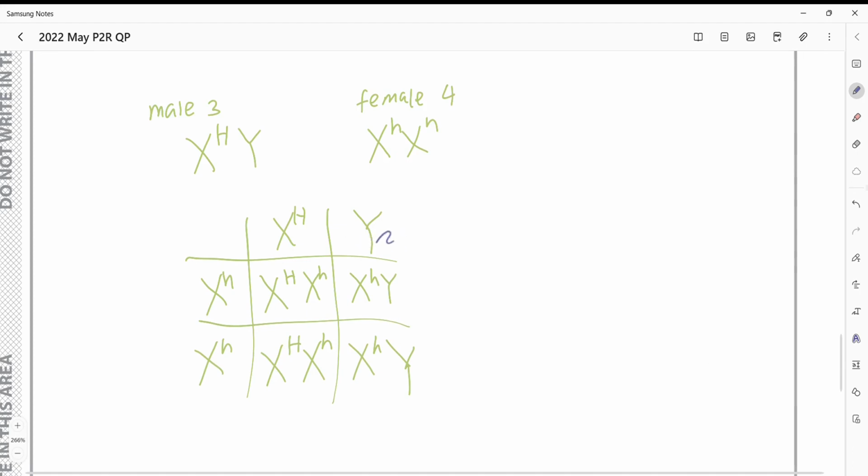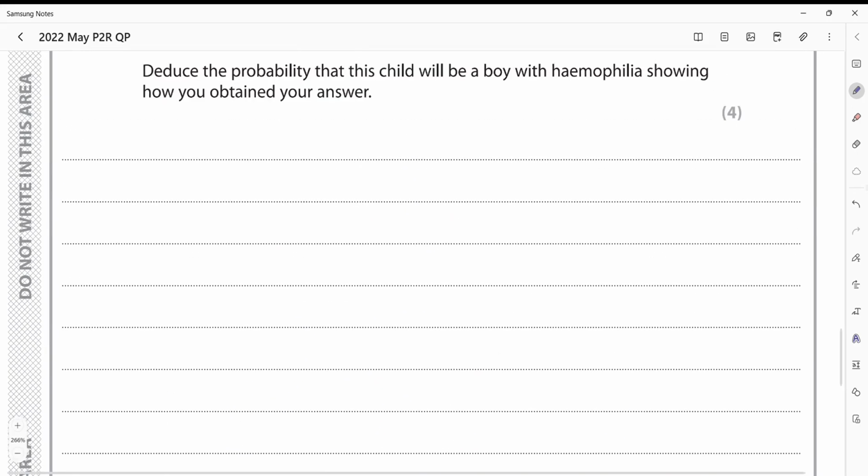So here, these are the daughters and these are the sons. They're specifically asking for sons. So there is a 50% chance of getting a son, and then there's a 100% chance that that son would have hemophilia. So 0.5 times 100% chance, that would be 0.5. So there's a 0.5 probability that they will have a boy with hemophilia. Let's write this down here.